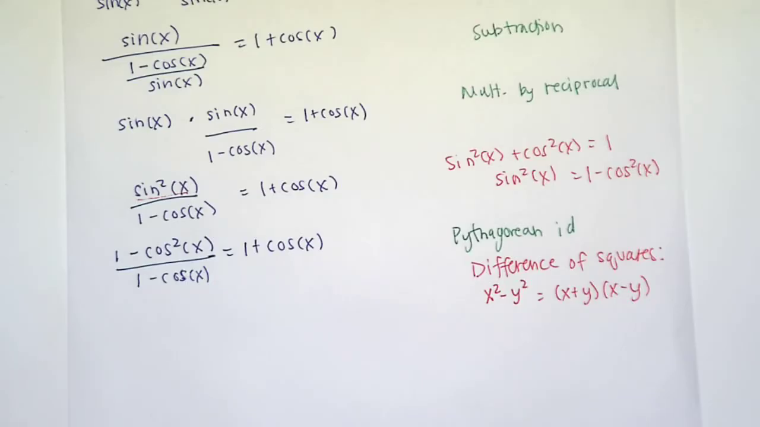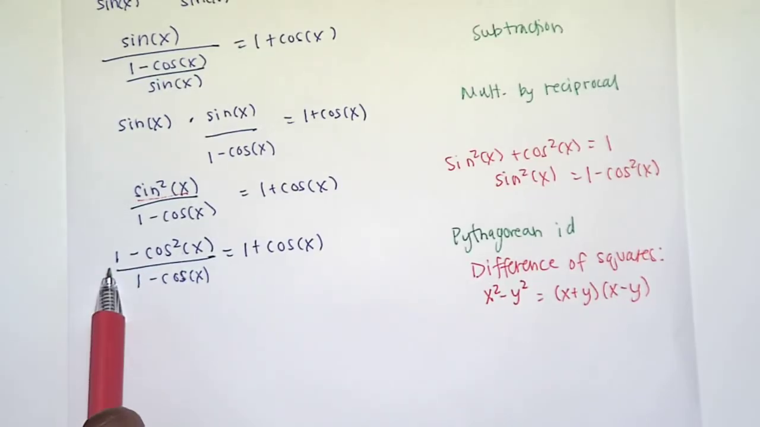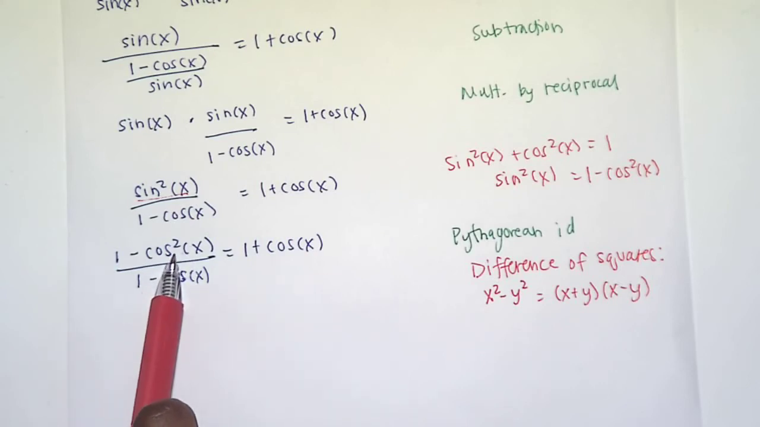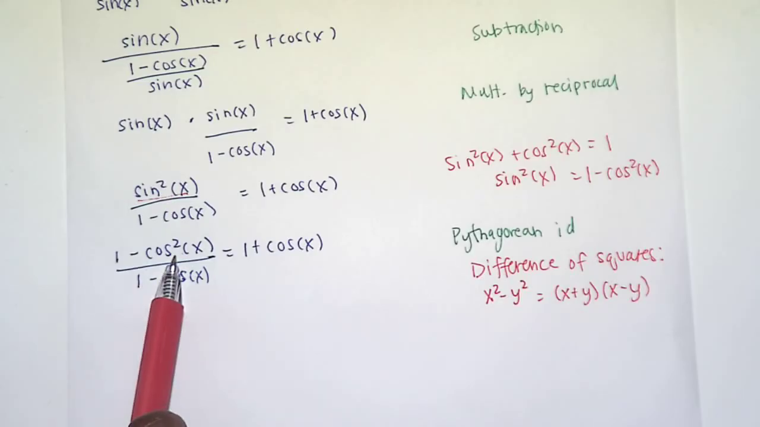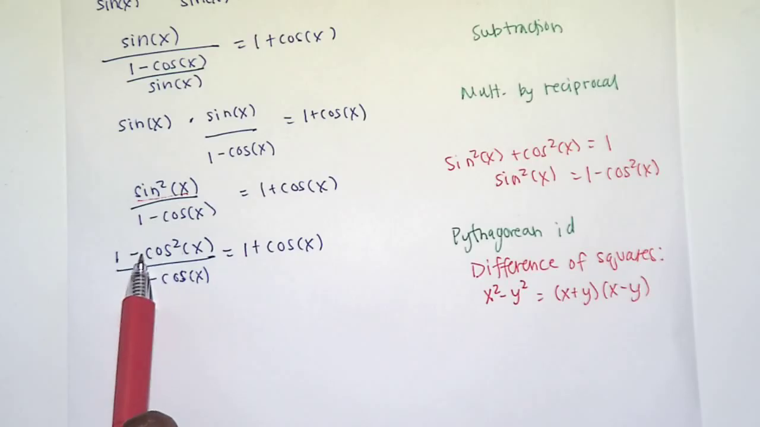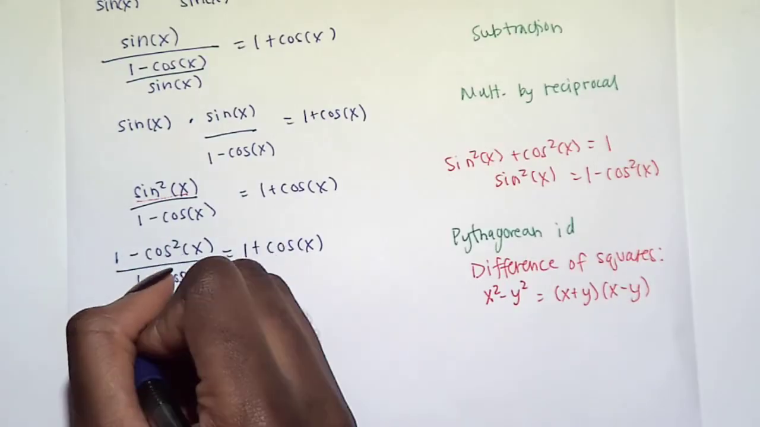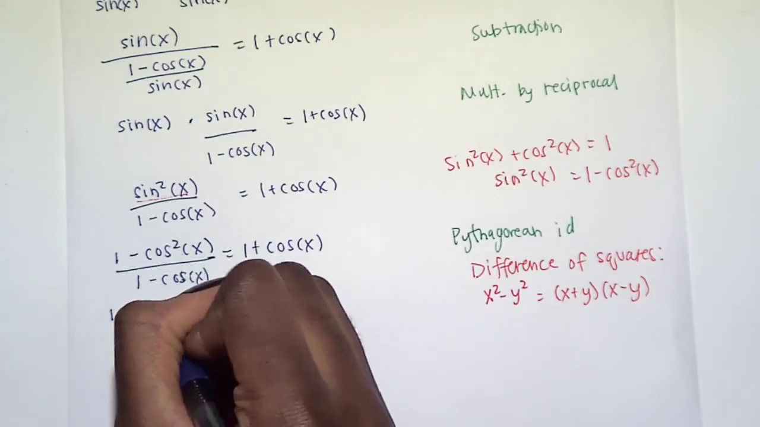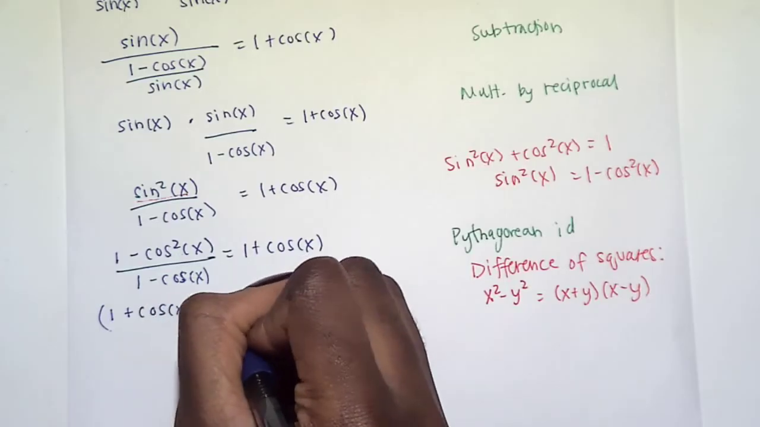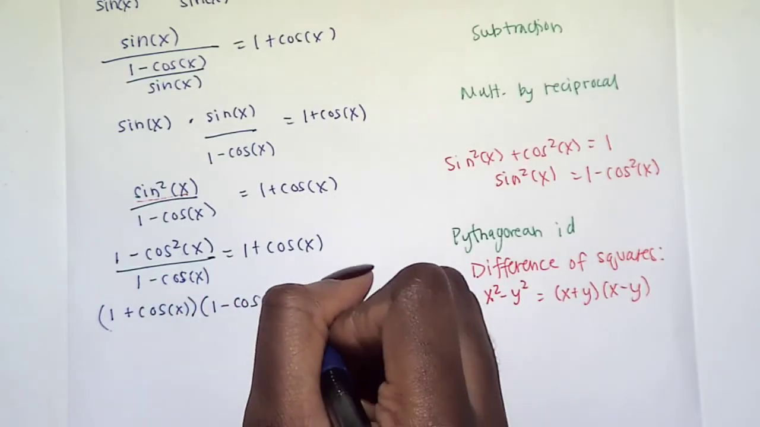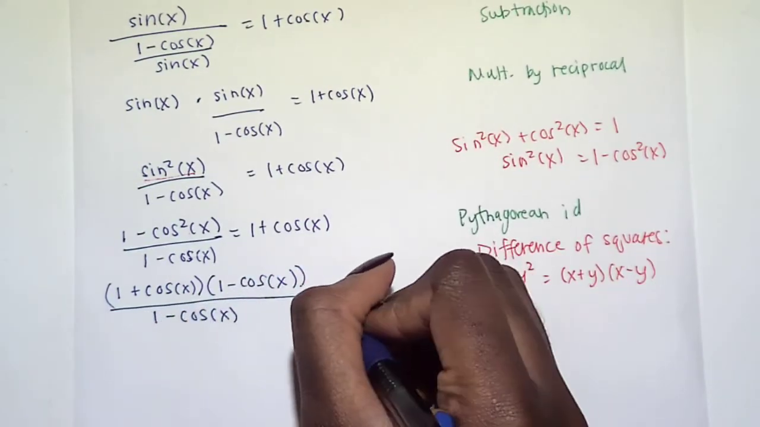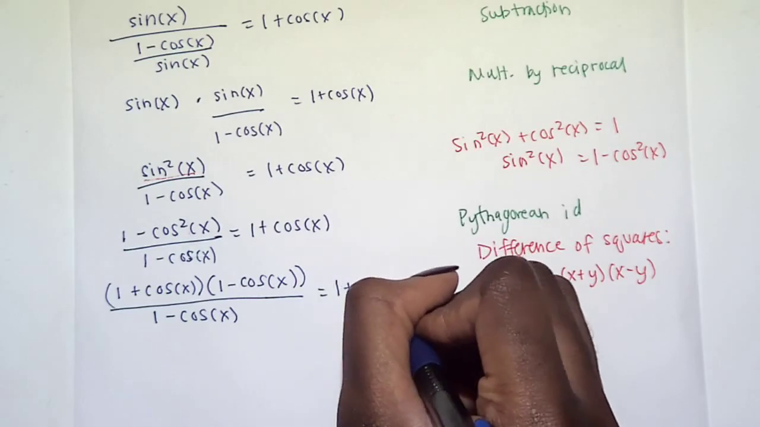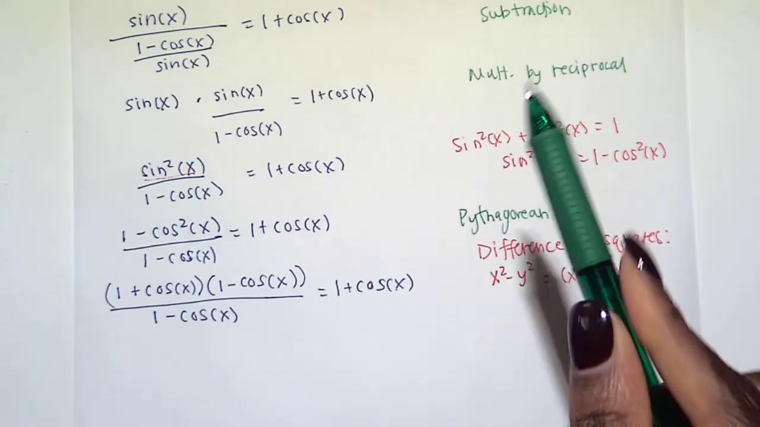And so I just noticed there is a difference of squares up here. 1 is 1 squared. Cosine squared is cosine times cosine, right? So we have 1, which is a square, minus cosine squared, which is a square. So we can rewrite this using our difference of squares formula as 1 plus cosine of x times 1 minus cosine of x. And you can already see how this is helpful. All right, so on this step, I just used difference of squares.